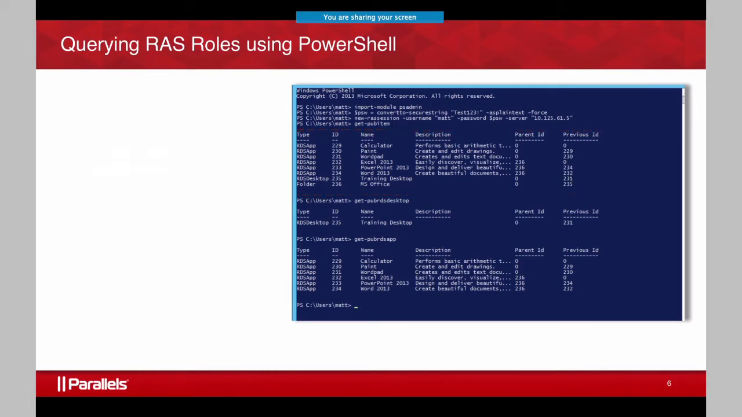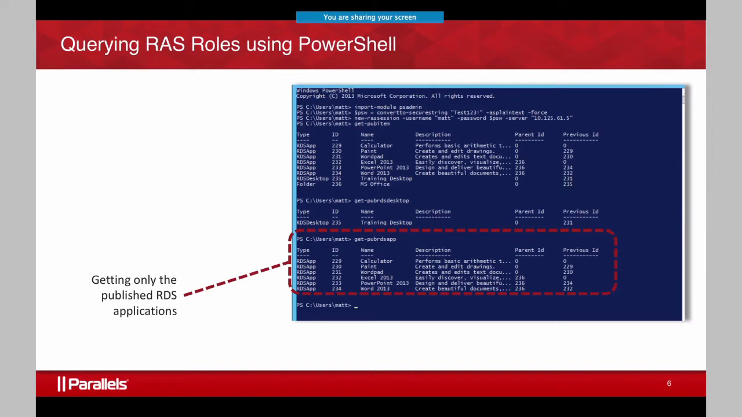If I want to get, for example, only the published RDS desktops, we can use a different get command. If you're familiar with PowerShell, we use the same type of structure, using the get commands to query the API and get the information that you need. And if you're just looking to get only the published RDS applications, you can just do get pub RDS app, and then here we can see the list.